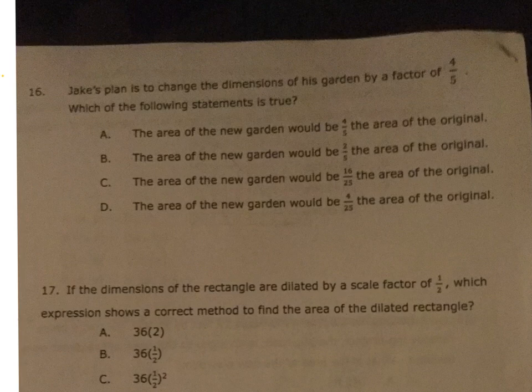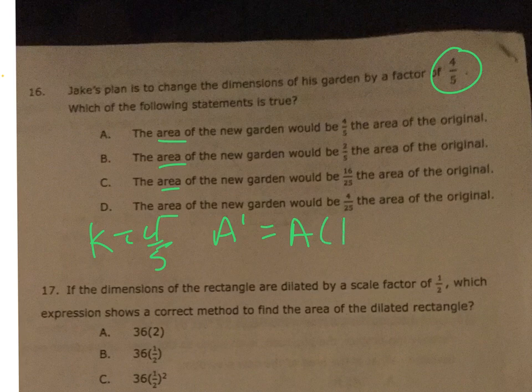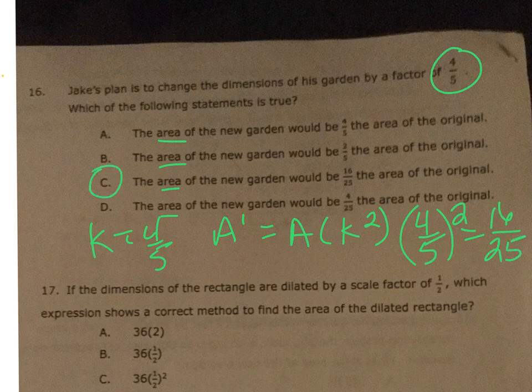Number 16. Jake's plan is to change the dimensions of his garden by a factor of 4/5. So k is 4/5. And when I look at my answer choices, I see we're talking about area. Okay, so I know that to do area, I would need to multiply by the scale factor squared. So basically this question is just asking you, what is 4/5 squared? So in your calculator, you do 4/5 times 4/5, or 4 squared over 5 squared, and you will get 16 over 25. So the correct answer is C.